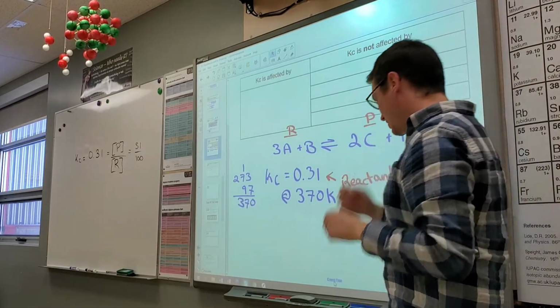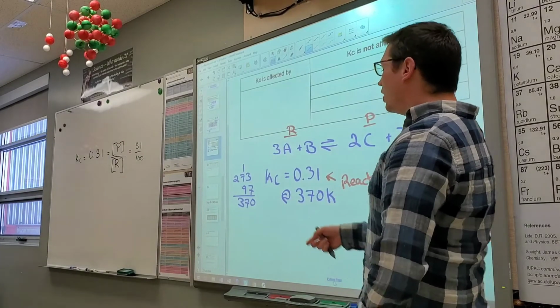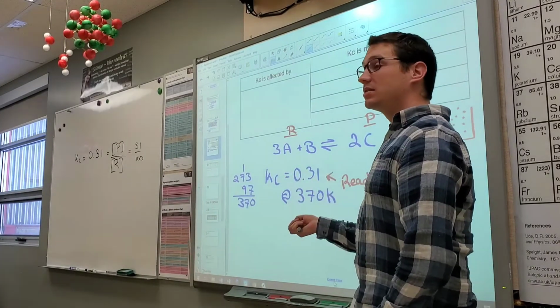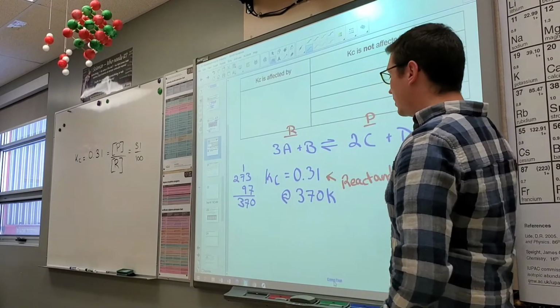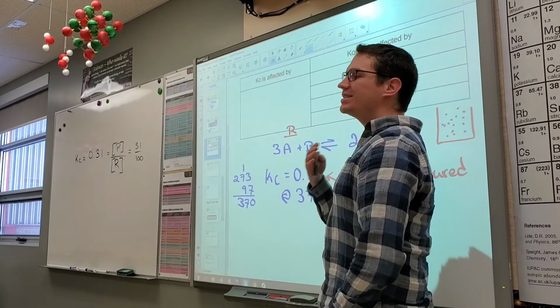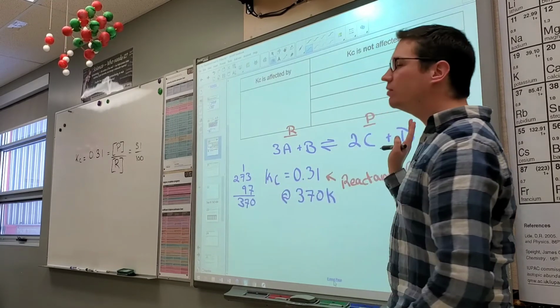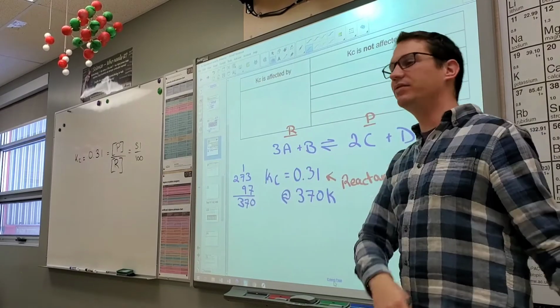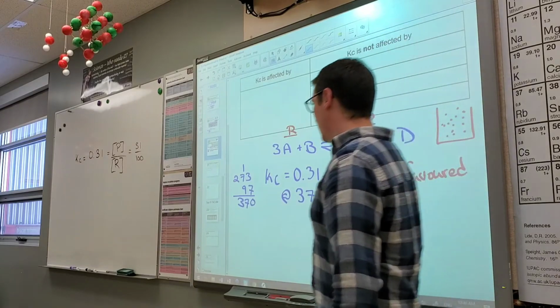So what that means is when we increase the temperature, we're increasing the rate of the forward reaction and we're increasing the rate of the reverse reaction. But we increase them by different amounts, okay? And there's no way for you to tell right now until we get to 15.2. That's what 15.2 is kind of about, okay?